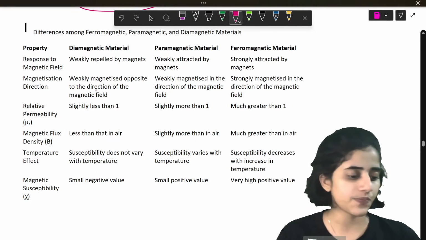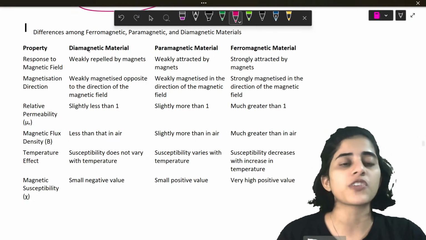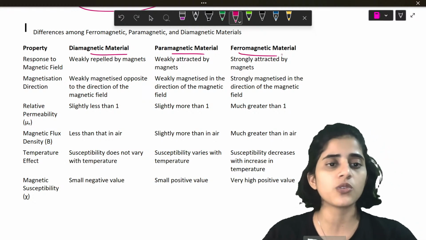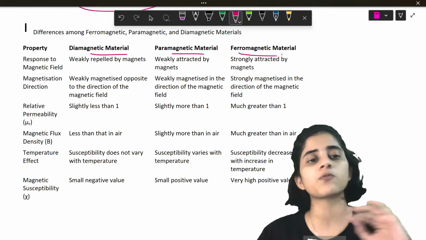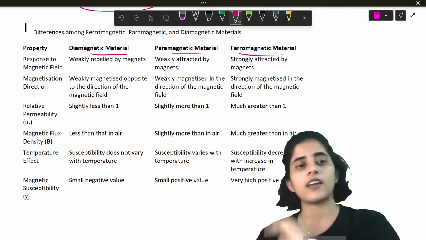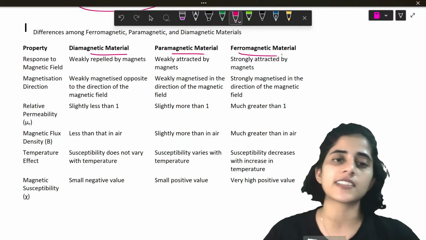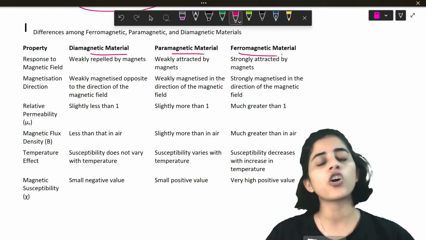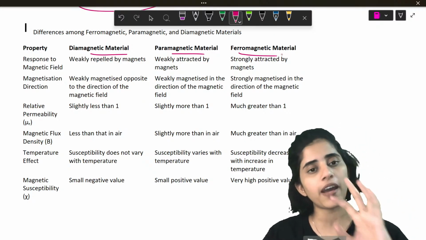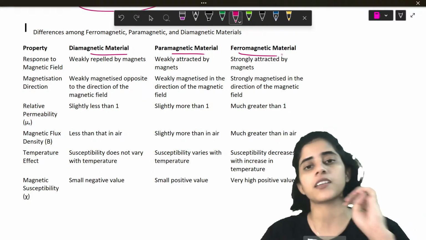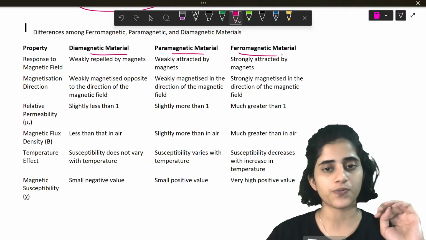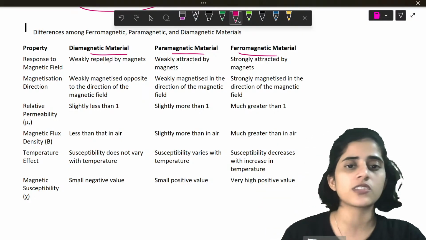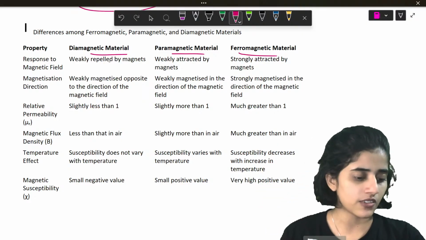Next, they can ask you the difference between dia, para, and ferro. They wouldn't ask you everything. They might ask you how relative permeability varies between dia, para, and ferro, or how magnetic susceptibility varies in dia, para, and ferro. 3 marks, 1 mark for each. Or they can ask you to give 3 differences in para, in dia, in ferro. See, you can have so many questions from this one table. So this table is very straightforward, very easy.